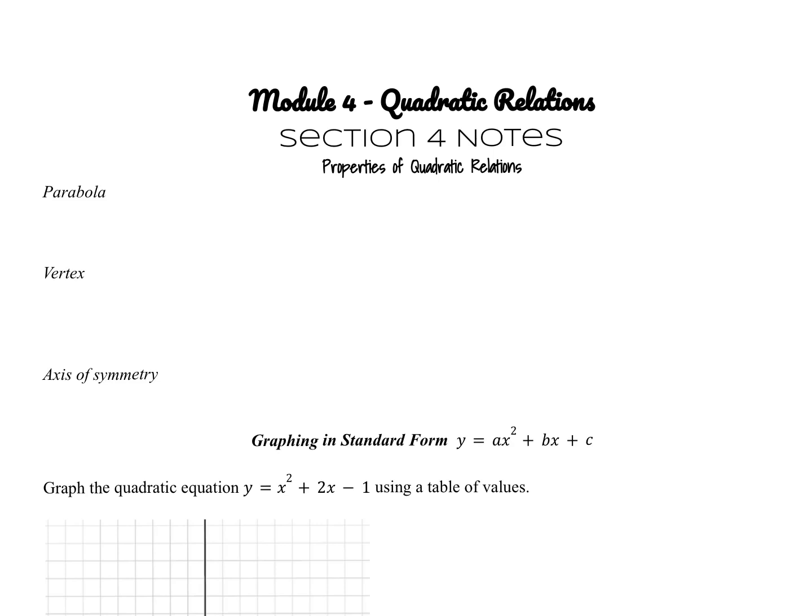In section 4 of module 4, we're going to talk about some properties of quadratics. So the first thing we're going to talk about is a few definitions. A parabola, which you've probably heard before, is just the graph of a quadratic. So they specifically call the shape of a quadratic a parabola. Just remember the equation for a quadratic, y equals ax squared plus bx plus c.